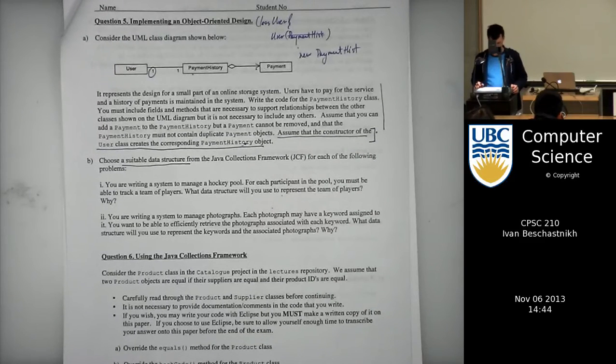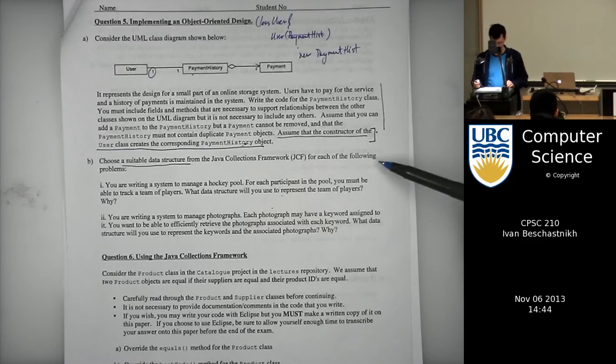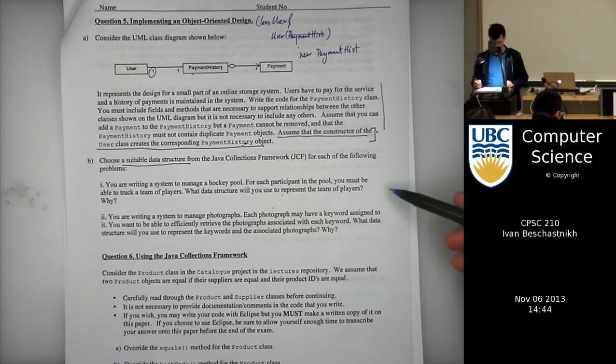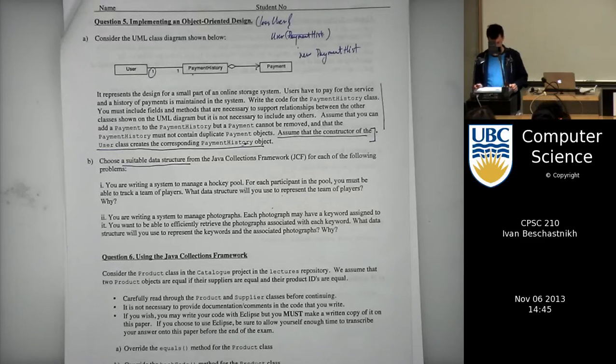So keeping that in mind, you want to create a data structure for each of the following problems. So first one, you're writing a system to manage a hockey pool. For each participant in the pool, you must be able to track a team of players. What data structure will you use to represent a team of players?